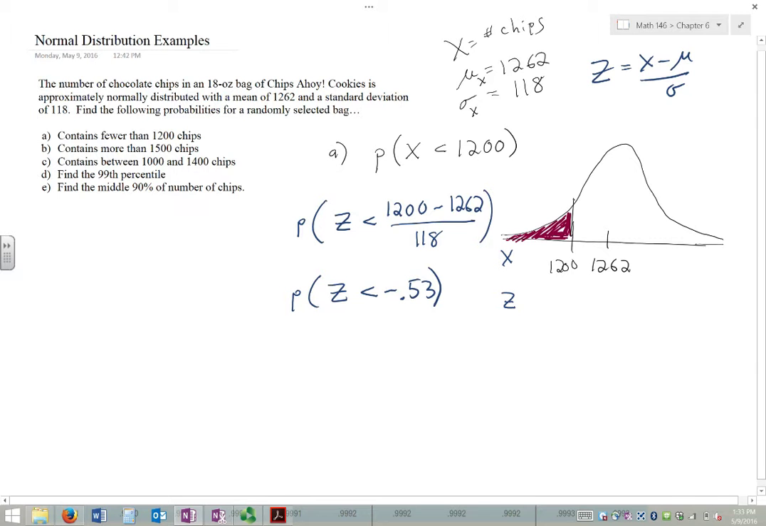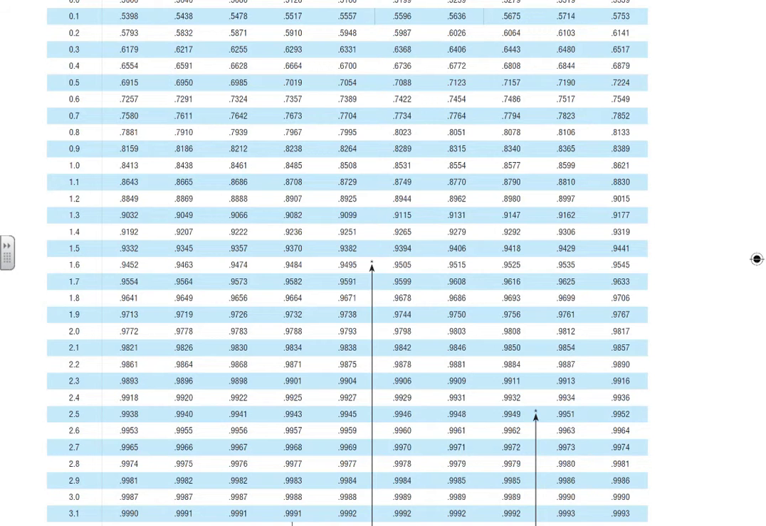So if you look back to our distribution, these are the z-scores corresponding with the actual values of X. So what we're trying to find is the probability of a z-score being less than negative 0.53. So this is where the table comes in.